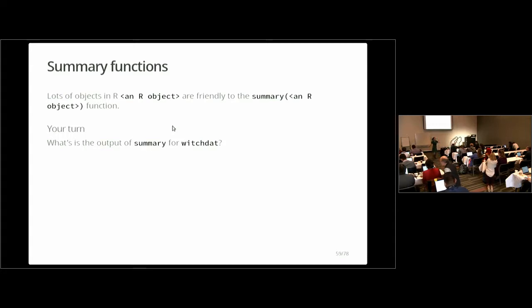So who can answer my question about the time period of the witch trials data? Oh, you're all still working on your summary functions. What's the time period of the witch trials data? When does it start and when does it end? Wow, that's interesting. 1300 to 1850. So there we got that out of the summary.